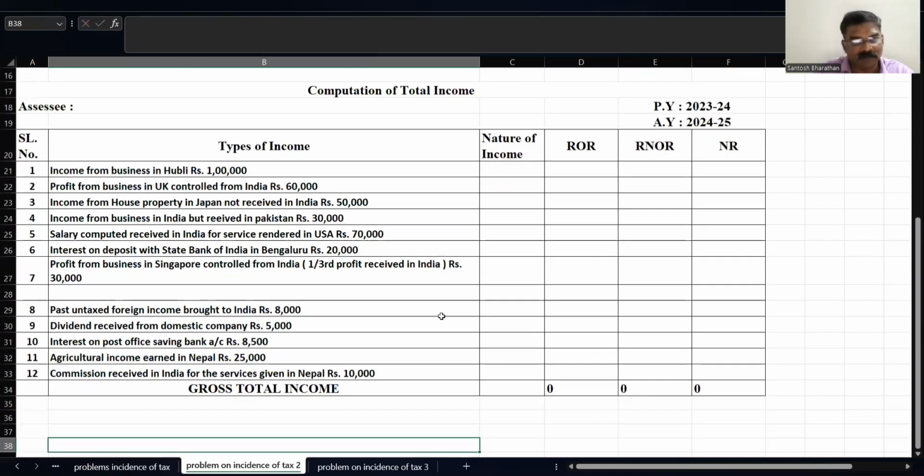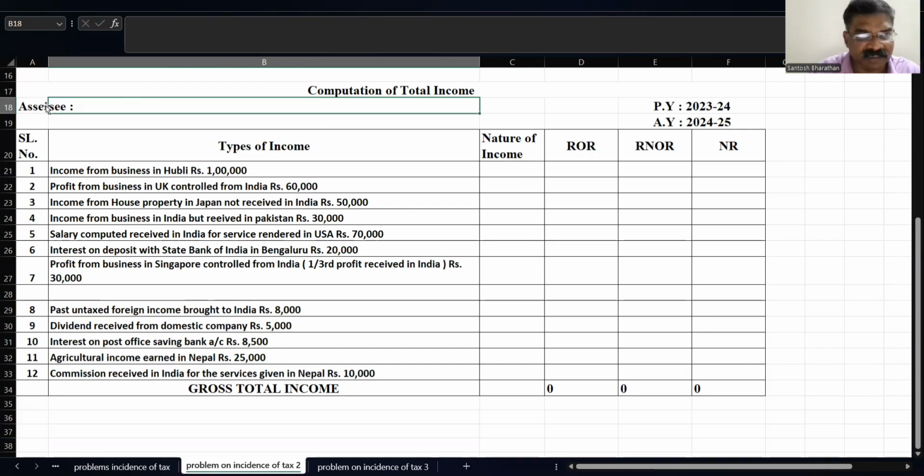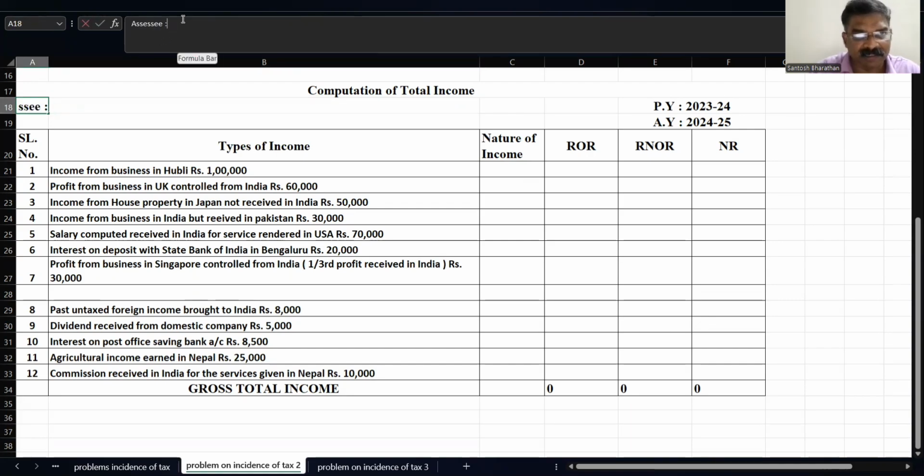Now, children, we go with the computation of income. As I told, the format: computation of income, and here we are going to write the name of an assessee. Here the assessee, we call him Mr. Tushar. He is an assessee. Again, on the right-hand side, we are going to mention the previous year 23-24, assessment year 24-25.